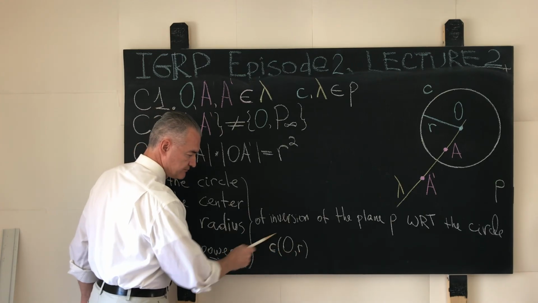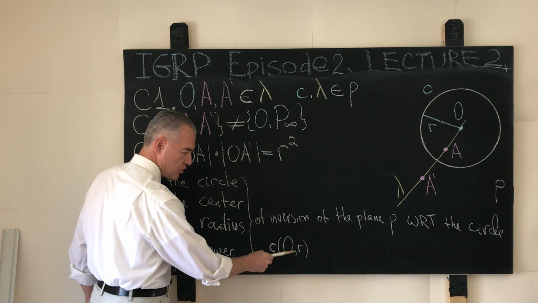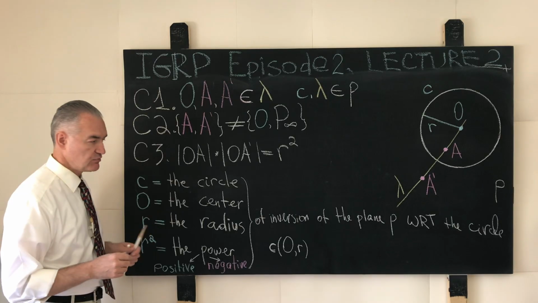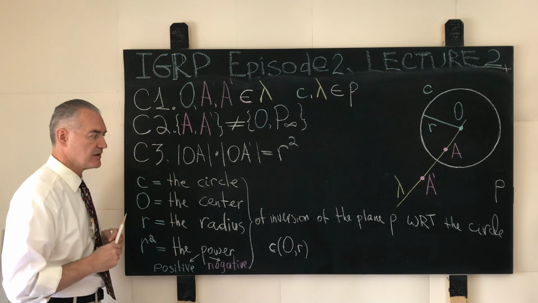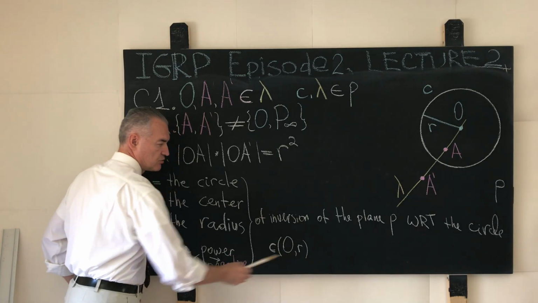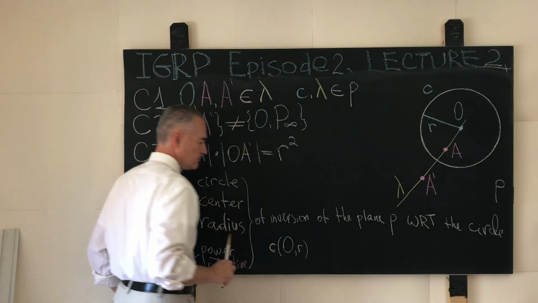And with this nifty little string of symbols, C open paren, O comma R close paren, let us designate the circle of inversion because we will be referring to it a lot when we will be proving theorems. This will be our go-to symbolization of all this graphical and visual mess.